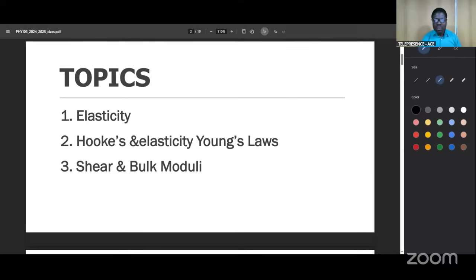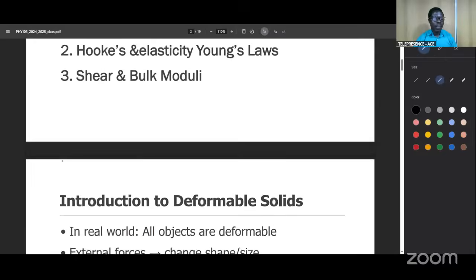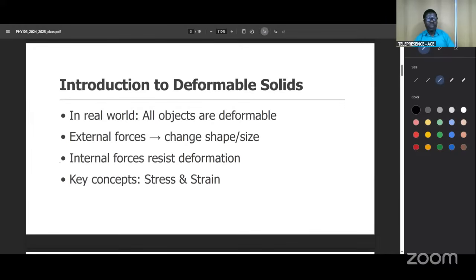So in this session, we'll be covering three topics. The elasticity. We'll also be looking at Hooke's and Young's laws, and also at shear and bulk moduli. These are the three topics we'll be looking at. By way of introduction, in practice, just as I've said, materials are bound to deform.